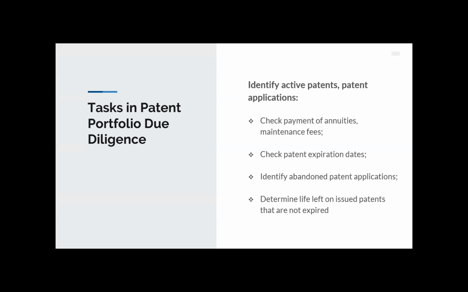So that's pretty dramatic. Usually you don't find things that dramatic, but it's a critically important part of the due diligence. Once that's done, the next important thing is to check payment of annuities and maintenance fees. Again, we rely on Black Hills IP for their data scraping expertise. For small portfolios, I use Derwent Innovation, but it's also possible to use Acclaim IP. They have this information.